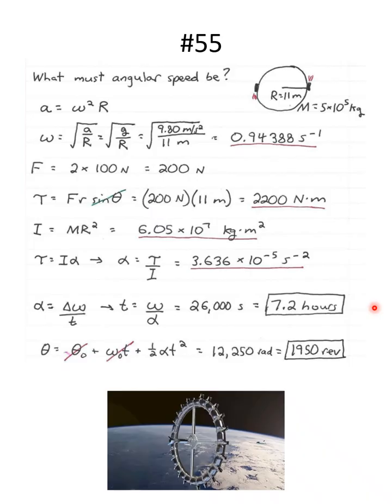And then finally, how many revolutions does it spin through? Let's use this equation, theta equals theta naught, which is 0, plus omega naught t, which is 0, plus 1/2 alpha t squared, and we get 12,250 radians, or 1950 revolutions.